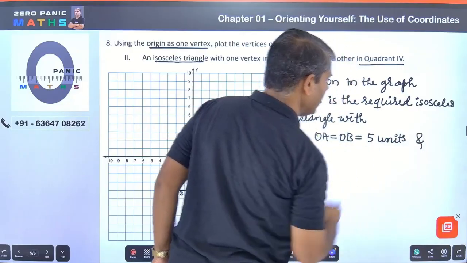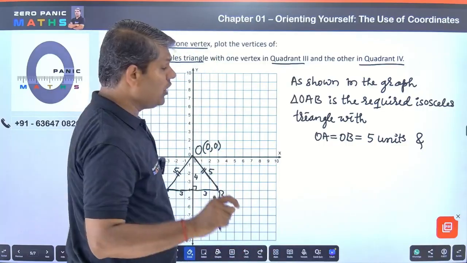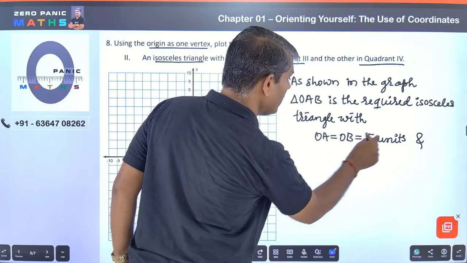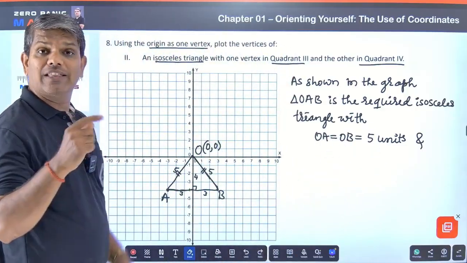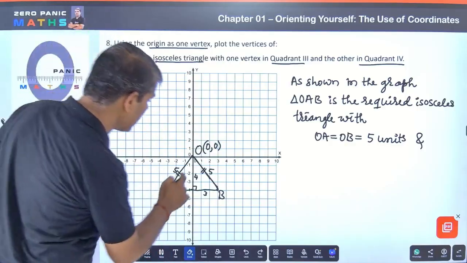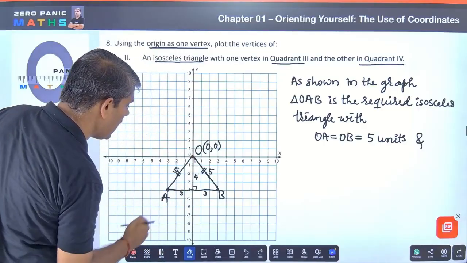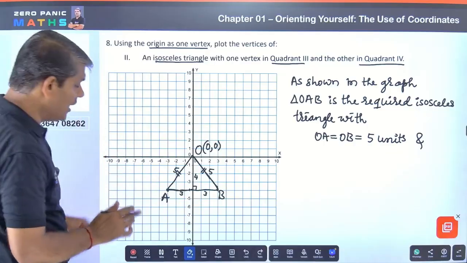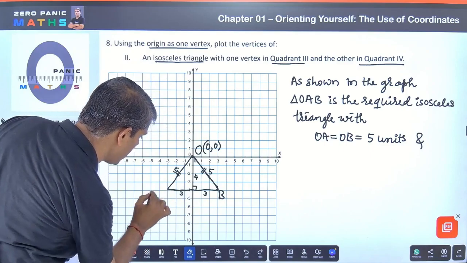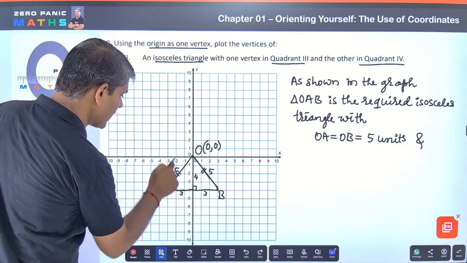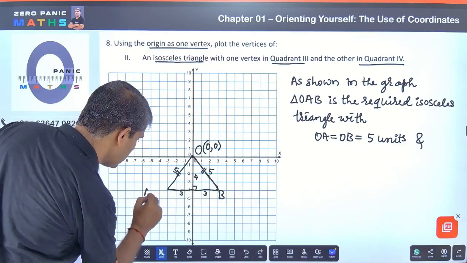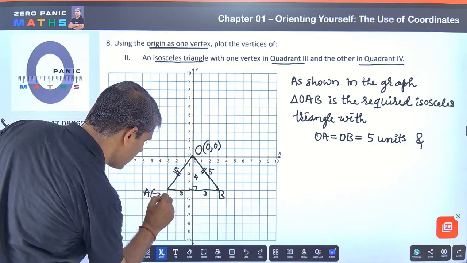Okay, and if we want, we can even prove that the lengths OA and OB are equal to 5 units by the formula given for finding the length between two coordinate points. Now let us identify the coordinate points of A, because we have to show that A is in the third quadrant. What is A's coordinate? 3 towards the x-axis and 4 minus 4 towards the y-axis. So it is -3 and -4.